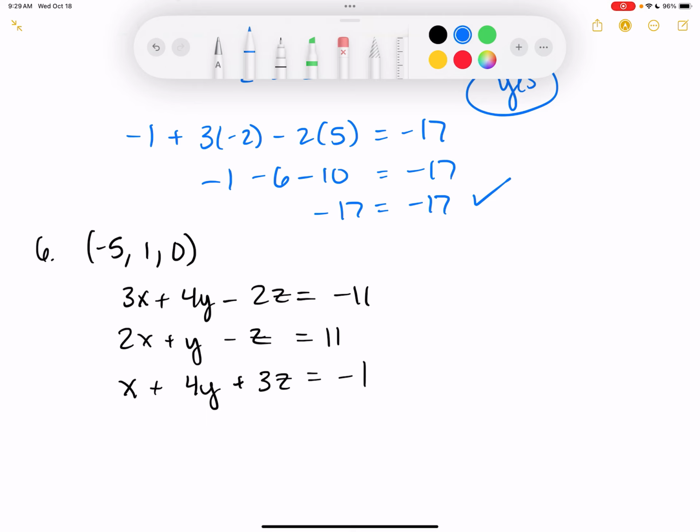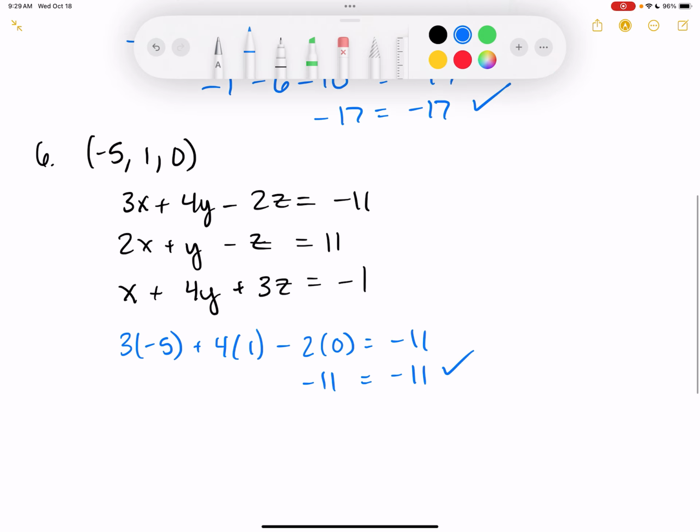So top one, 3 times -5 plus 4 times 1 minus 2 times 0 equals -11. So -15 plus 4 is -11 equals -11. So that one worked. And check one more. 2 times -5 plus 1 minus 0 equals 11. So -10 plus 1 is -9 equals 11. That one doesn't work, so it is not a solution.